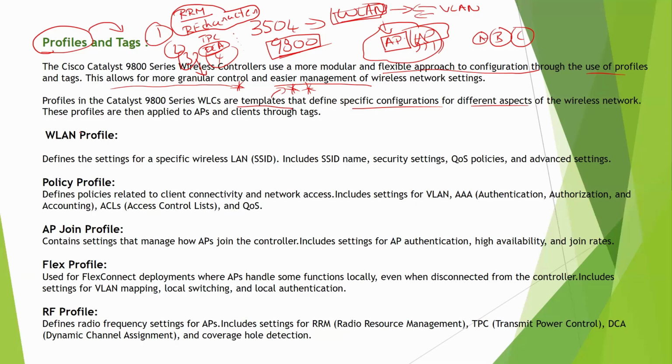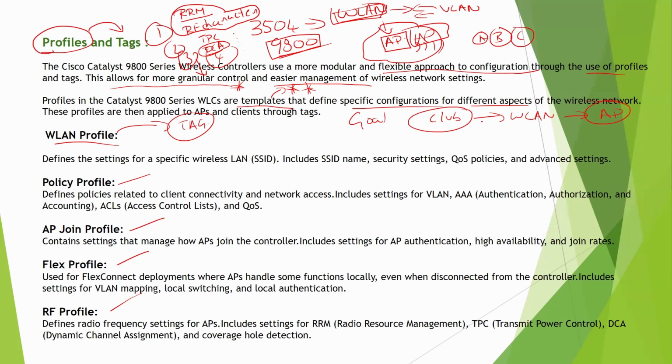So we have something called the WLAN profile, policy profile, AP join profile, flex profile, RF profile. These are all the profiles which have the configurations. These are the templates, and these profiles we take and put into the tag. So what is the ultimate goal, whether it is the 3504 or the 9800? All these configurations you need to club together and assign to the WLAN and then assign it to the AP. That is the goal.